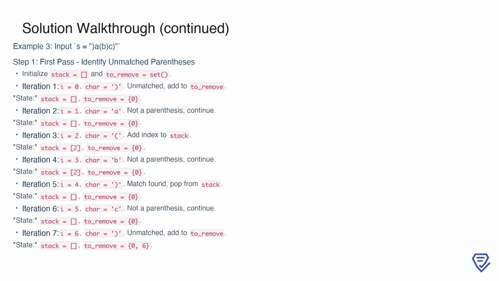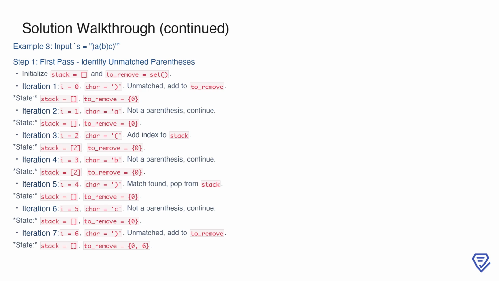At index 2, we encounter an opening parenthesis, which we add to the stack. This indicates an unmatched opening parenthesis. Next, we process B, skipping it, and at index 4, we encounter a closing parenthesis. Since the stack has an unmatched opening parenthesis at index 2, we pop the stack, resolving this match.